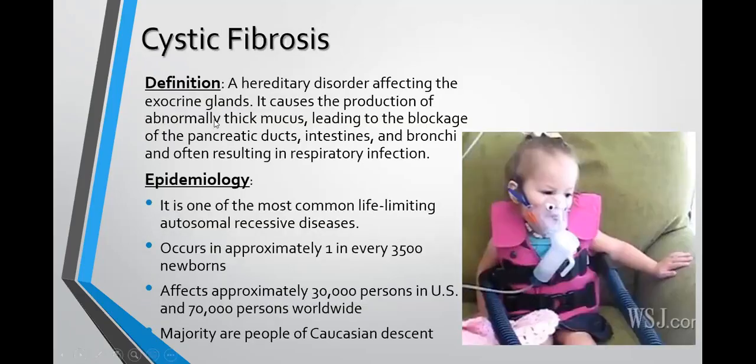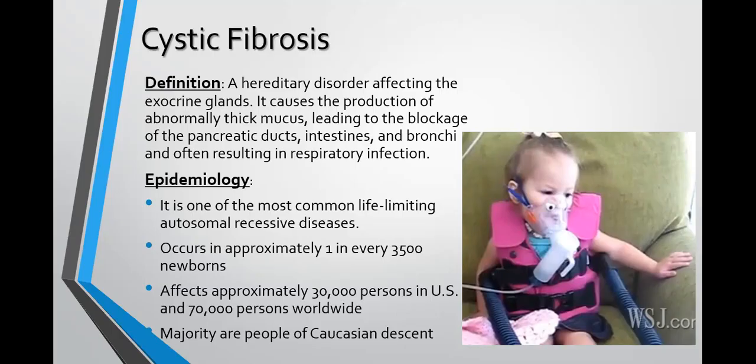All right, cystic fibrosis, almost done. We already learned that cystic fibrosis is a very, very debilitating disease. It's hereditary. Cystic fibrosis is a hereditary disorder that affects the exocrine glands, and it causes production of thick mucus, which leads to the blockage of the pancreatic ducts, the intestines, the bronchi, and results in respiratory infection. So not only does cystic fibrosis affect the lungs, but it affects the pancreas, it affects the intestines, right? It affects the reproductive organs as well, right?